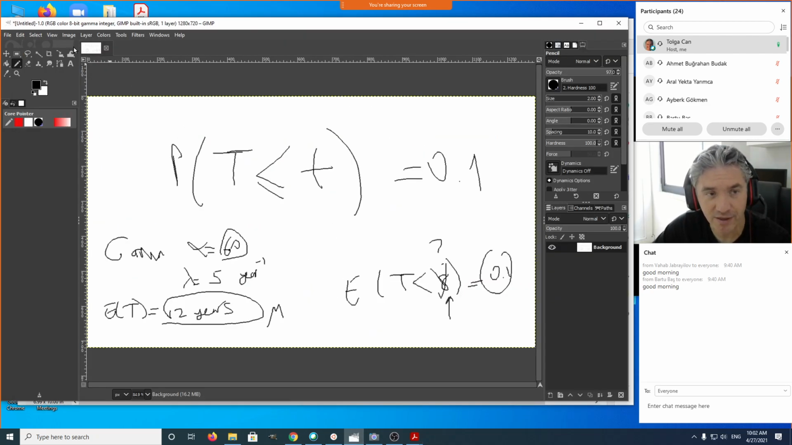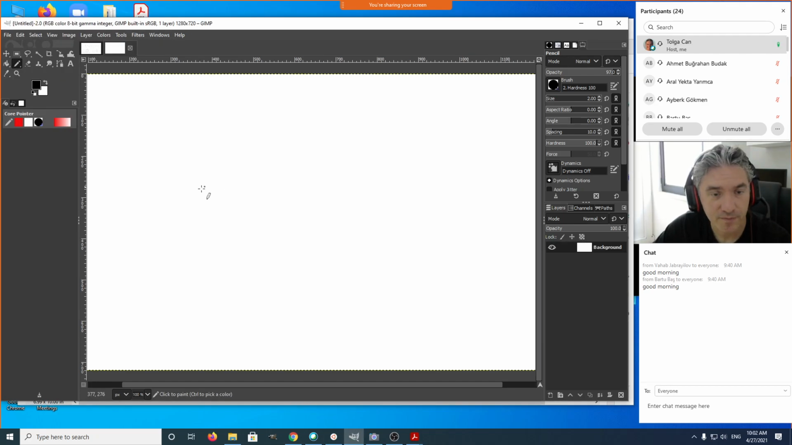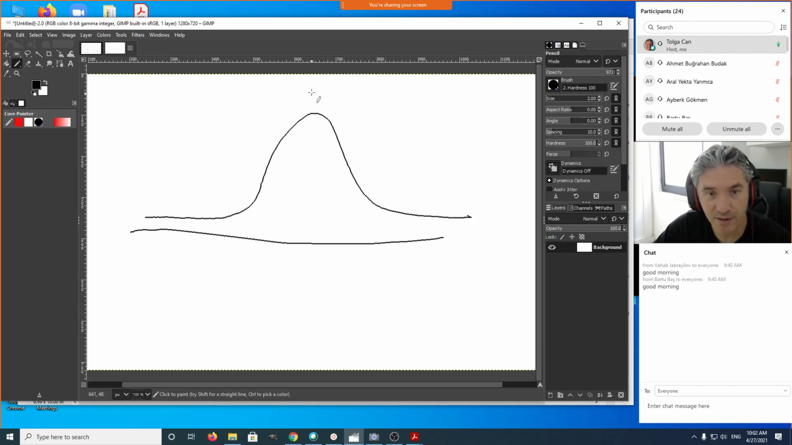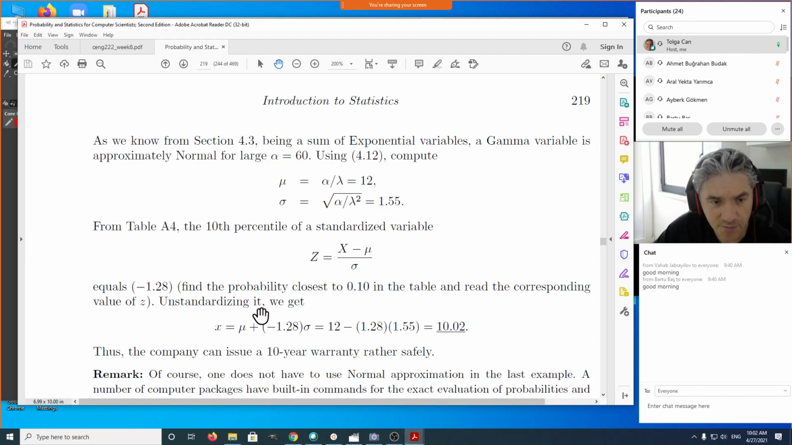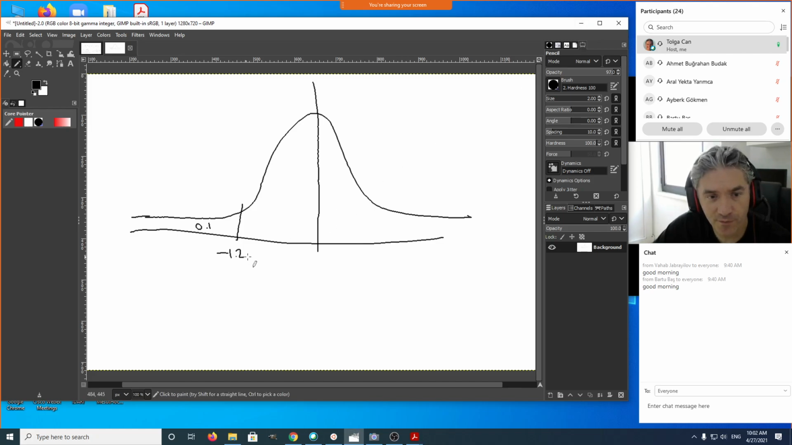So let me write it here. Get a new slide. If it was a standard random variable like this, and we do that with the central limit theorem, we know the area under the curve to the left is 0.1 for the value of minus 1.28. So for the z value of minus 1.28, we have 10% of the area, or 0.1 area to the left of it. Okay, so in this standardized variable, that is 1.28 standard deviations below the mean.